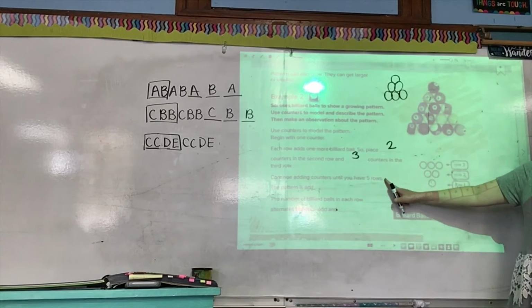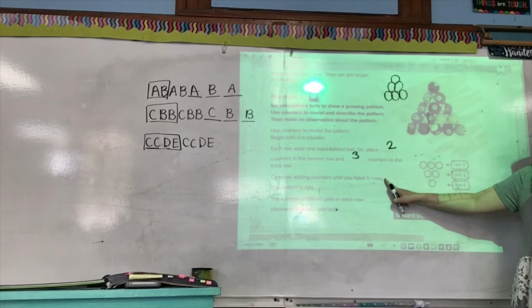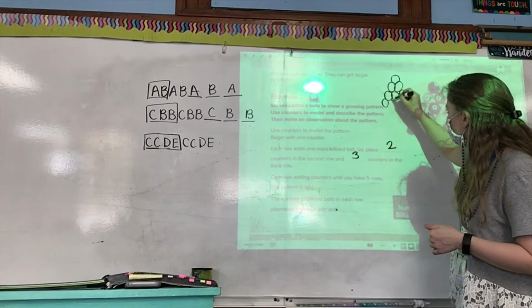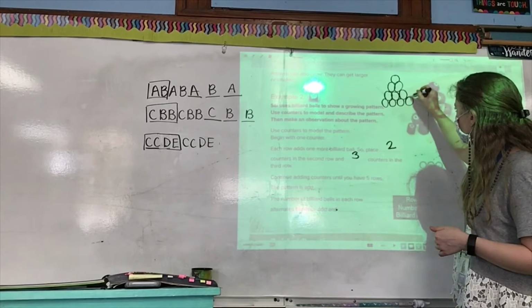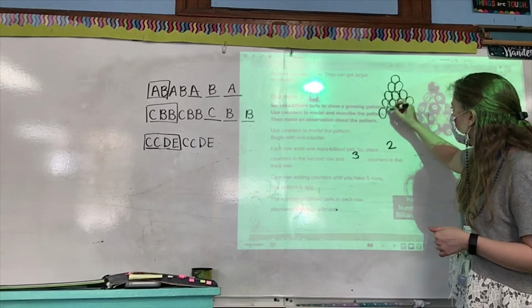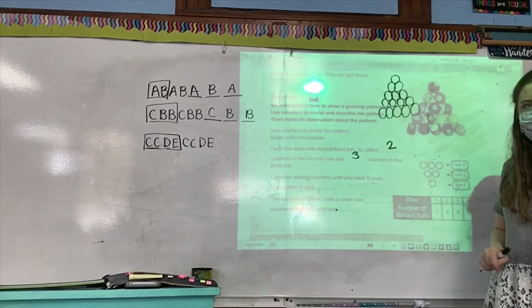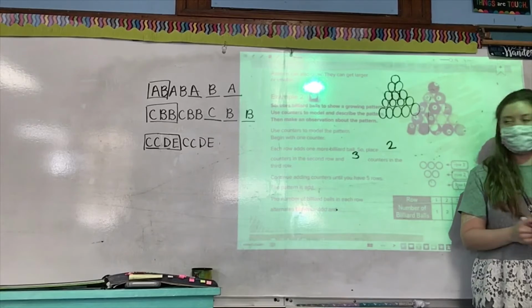Now we're going to continue adding counters or drawing counters until we get to 5 rows. We'll have 1, 2, 3. Here's my 4th. I'm going to add 1 ball. And my 5th, I'm going to add 1 ball. Now I have something that looks like a Christmas tree.